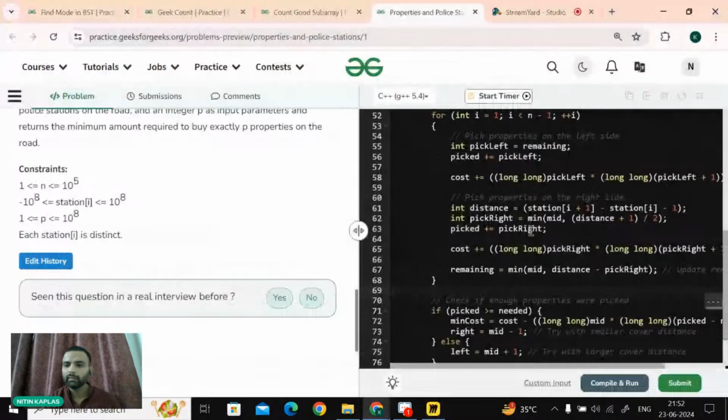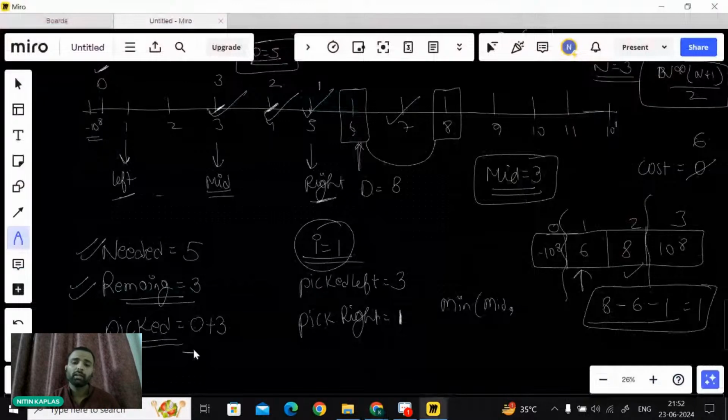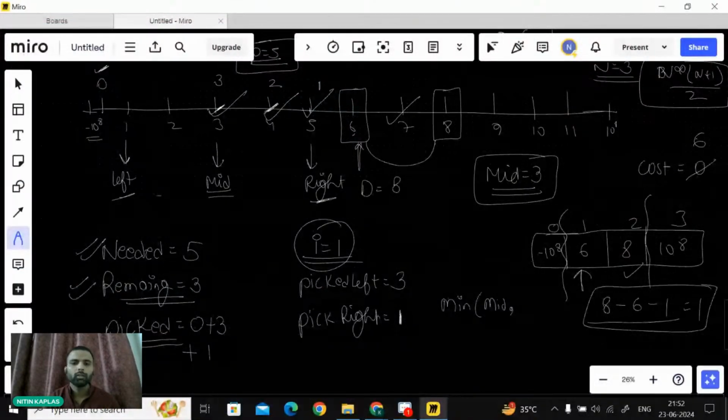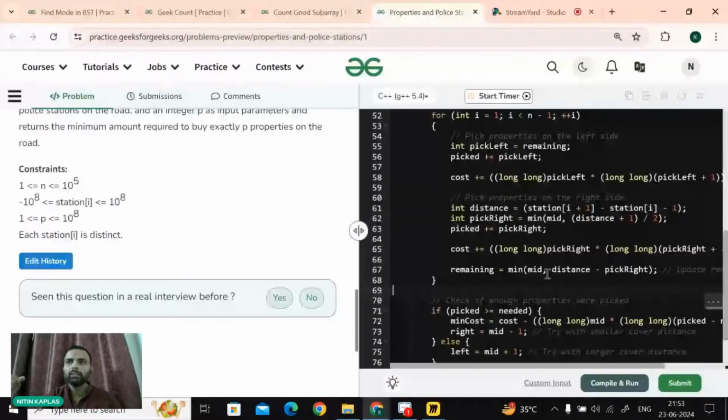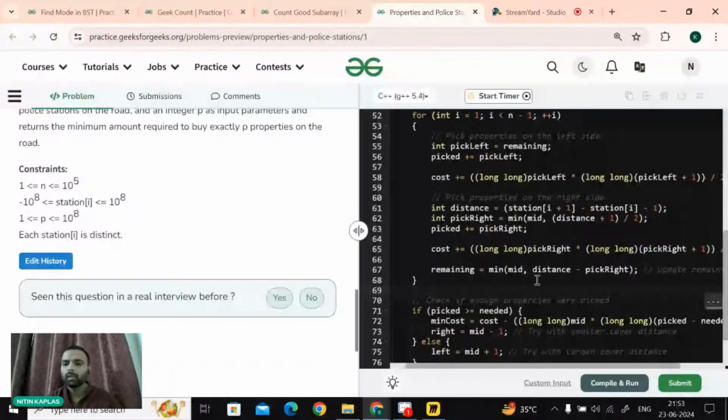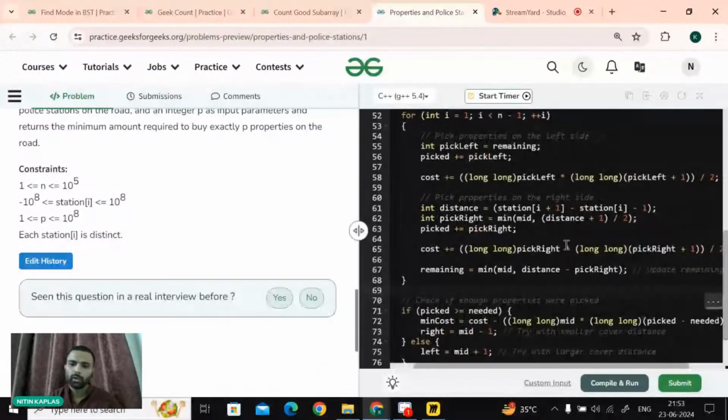Let's move again here. Now distance is this, pick right is this, right? We already understood. Now if I'm picking this, let me add it into the picked variable, because I already bought this property. Now I bought 4 properties, 1, 2, 3, 4. Now when I buy this property, I have to pay the money. So what we are doing here is cost plus equal to pick right, with the same formula, n into n plus 1 by 2, here pick right into pick right plus 1 by 2. So we just have to pay the money.